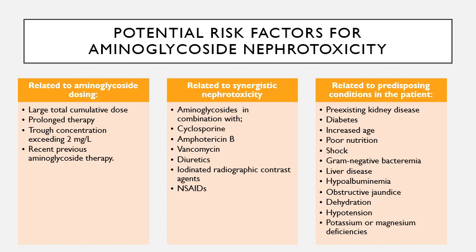The third category is certain predisposing conditions in patients that will result in increased chances of nephrotoxicity when aminoglycosides are used. This includes diabetes. If the patient has diabetes, which also affects kidney function, and the patient is also using aminoglycosides, there will be more chances of nephrotoxicity. The other factors include increased age, poor nutrition, shock, gram-negative bacteremia, liver disease, hypoalbuminemia, obstructive jaundice, dehydration, hypotension, potassium or magnesium deficiencies.